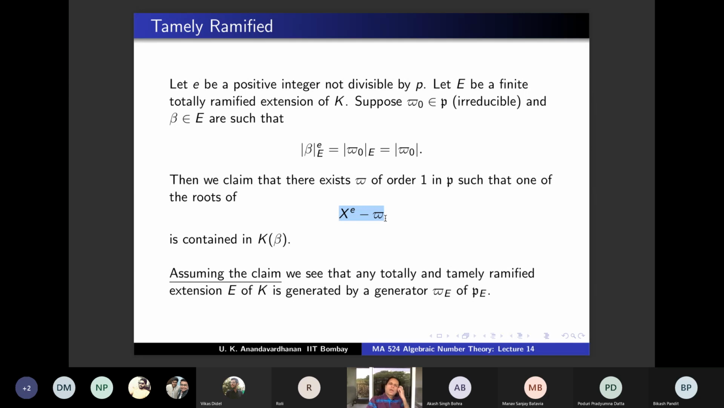So by modifying this pi, you see that pi E power E equals pi, meaning pi E is a root of this polynomial. Now, because it is an Eisenstein polynomial, it will generate a totally ramified extension, by what we have seen in the last slide. So pi E will generate a totally ramified extension, and it is tame of degree E, because of the condition given on E: E is not divisible by P. So assuming the claim, any totally and tamely ramified extension is generated by a generator of PE.